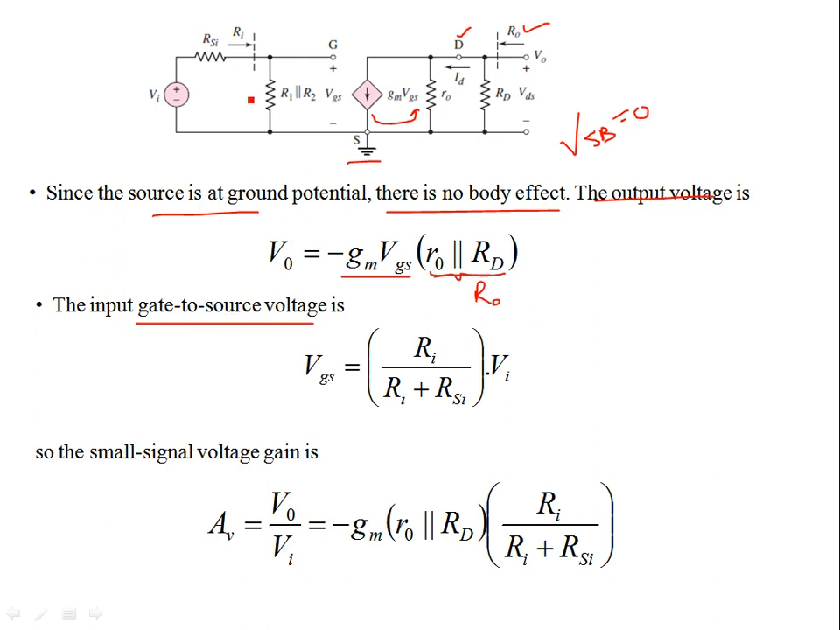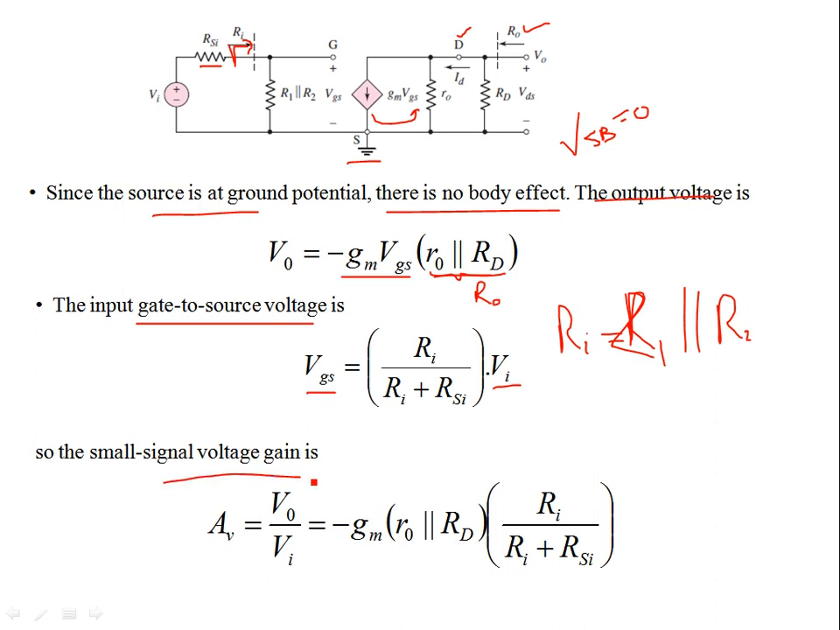Now the input gate to source voltage VGS, due to the loading effect from the voltage divider, is given as RI over RI plus RSI, the series source resistance, times VI, where RI is given as the parallel combination of R1 and R2. So you must have RSI as a very small quantity to minimize the loading, so that a large fraction of the input voltage appears as the gate source voltage. But if RSI becomes comparable to RI, then there is a significant voltage drop, and the loading on the source increases.